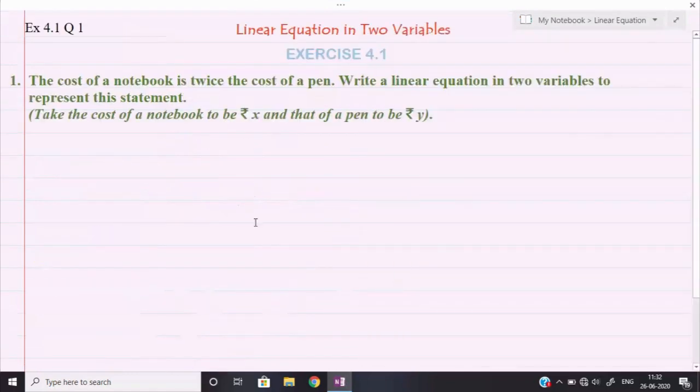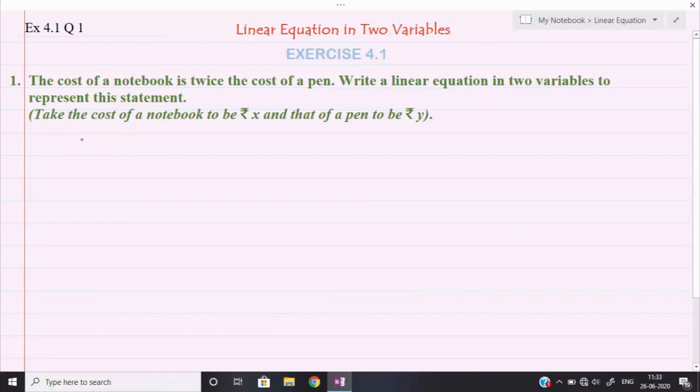Now let us see question number 1. In the first question they are saying the cost of a notebook is twice the cost of a pen. Maybe when you purchase a notebook and a pen, you may have seen variations. A pen is a little more economical than the notebook. Write a linear equation in two variables to represent this statement.